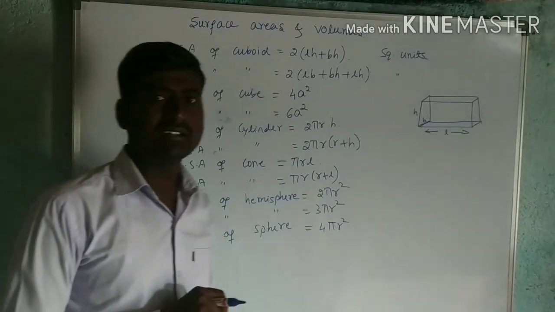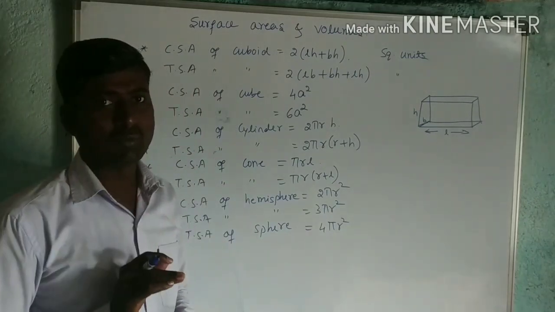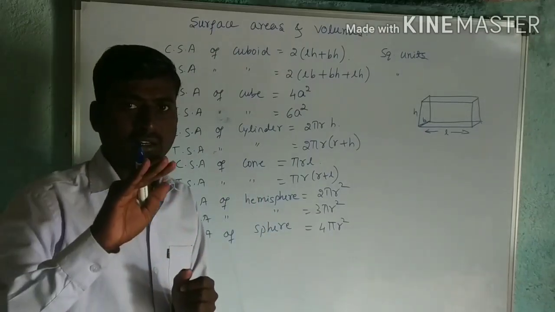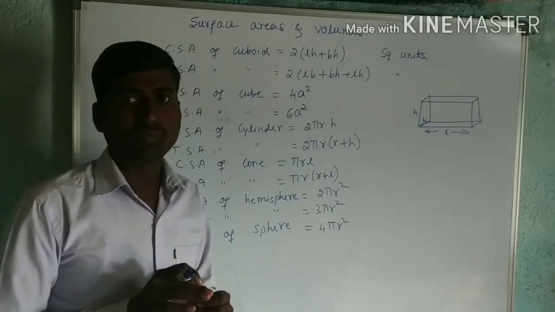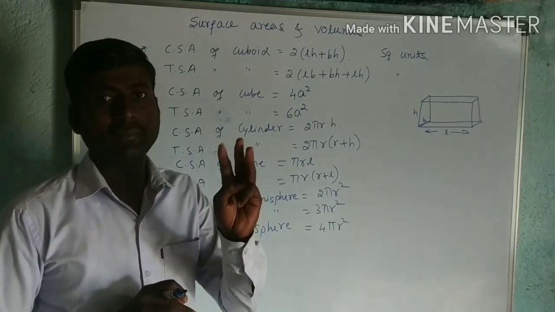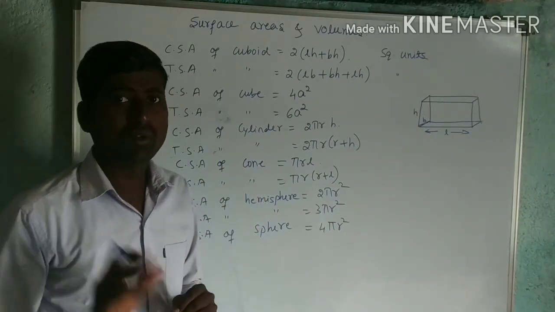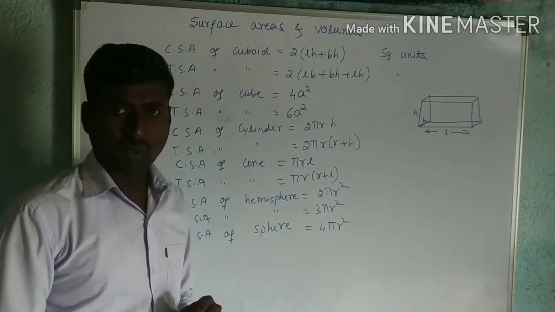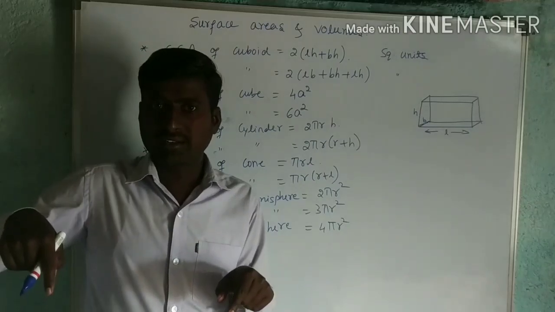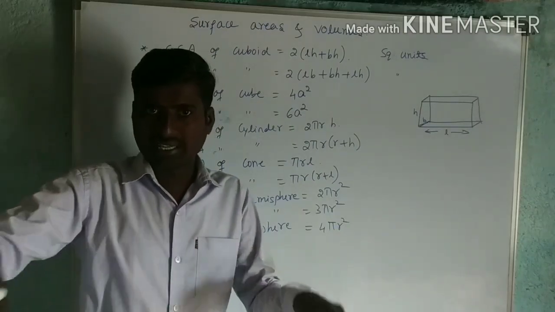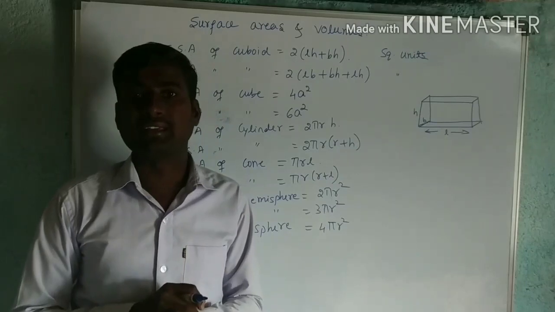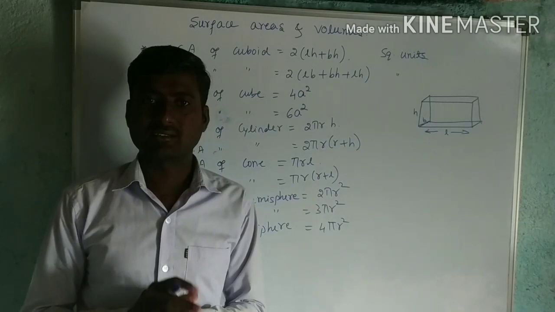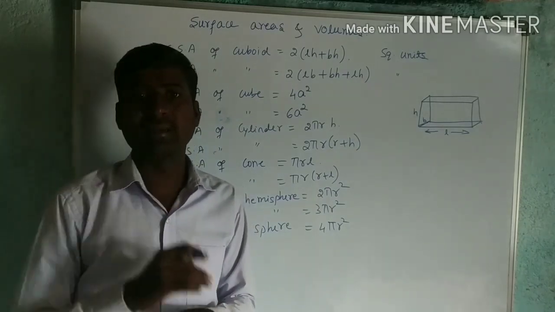CSA of cuboid. What is CSA? Two sides are removed, top and bottom. If you consider a classroom or a room with different dimensions L, B, H, and top and bottom are removed, then the remaining will be the 4 walls. The bottom area is LB, so one LB is removed, and the top area, the terrace, is also LB.